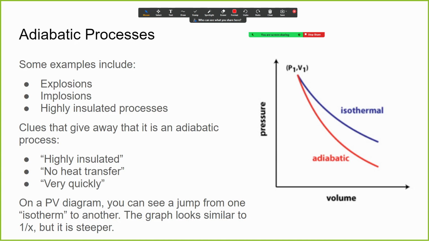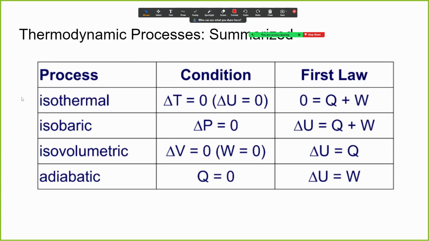Some examples of adiabatic processes include any kind of explosion or implosion or something that's highly insulated. Some clues that give away that it's adiabatic is that it is highly insulated, there's no heat transfer, which means Q is equal to 0, or that it happens very quickly. If it happens very quickly, there is not enough time for heat to transfer, and therefore we deem the process to be adiabatic.